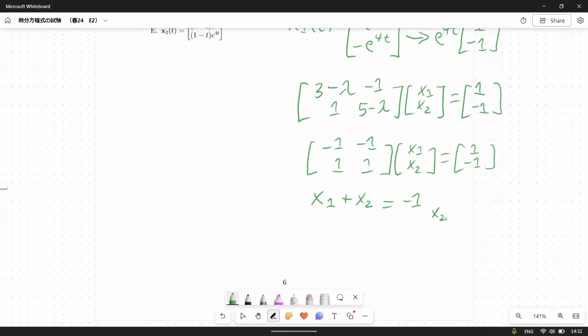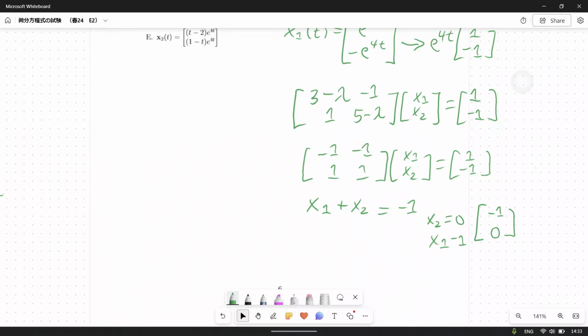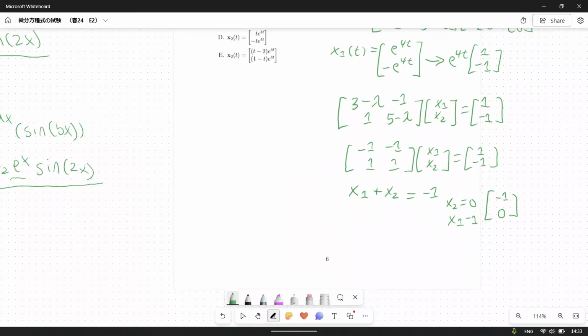So I'm going to actually do that. I'm going to set x sub 2 equal to 0, and that's going to make x sub 1 equal to negative 1 by default. So our second vector that we come up with is going to be negative 1 and 0, like this. And so now we can come up with the second linearly independent solution.